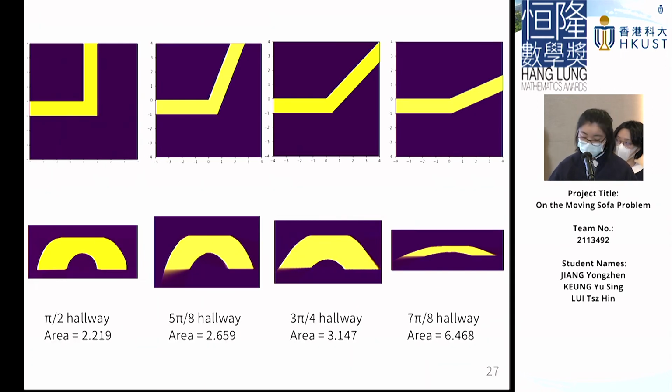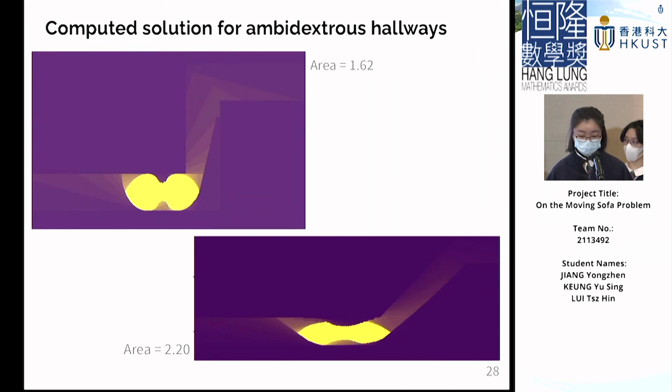And here are some other hallways and their respective sofas. So we have π/2, 5π/8, 3π/4, and 7π/8. And the sofa areas are 2.219, 2.659, 3.147, and 6.468 respectively. And as you can see, as the degree of the hallway increases, the area of the sofa increases as well. So we think there may be a relationship between the degree and the area of the sofa, which may be exponential. This will definitely prove very interesting in later research.